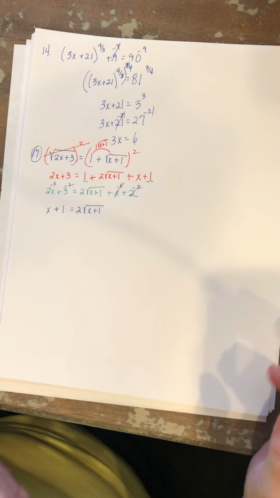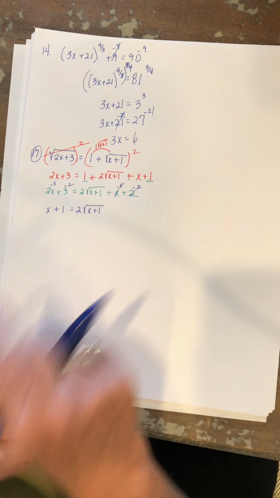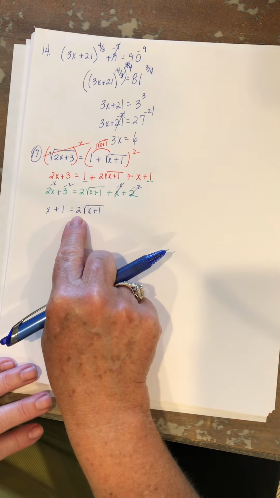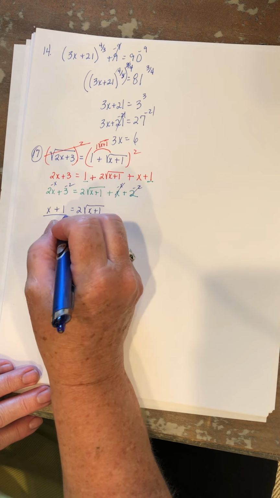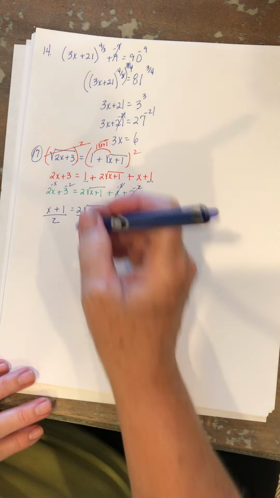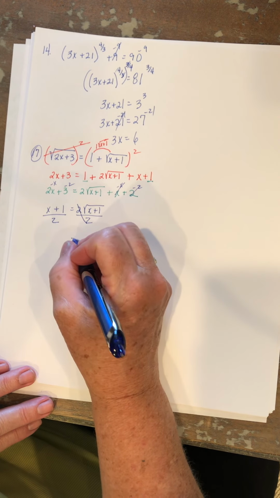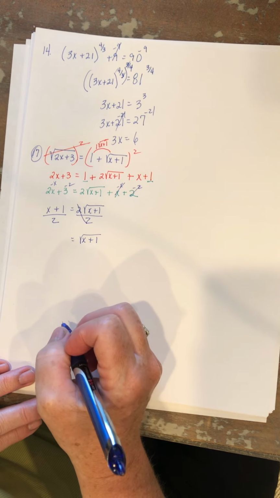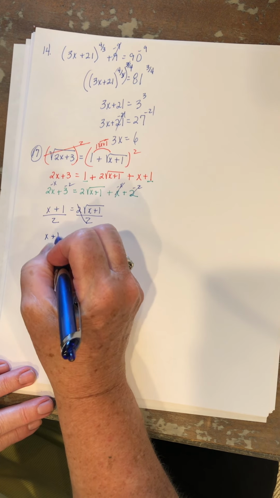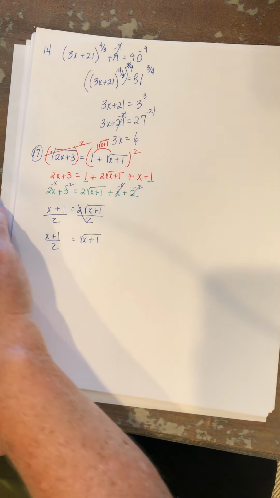Can I square it right now? No, you can't because the radical's not by itself. I need to get rid of this 2. So we'll just divide both sides by 2. This 2 goes away and you're left with the square root of x plus 1. Over here, you have x plus 1 over 2.